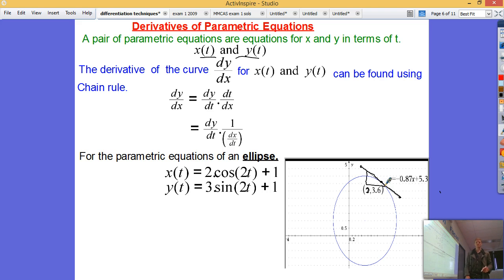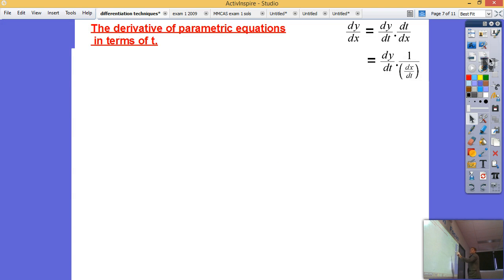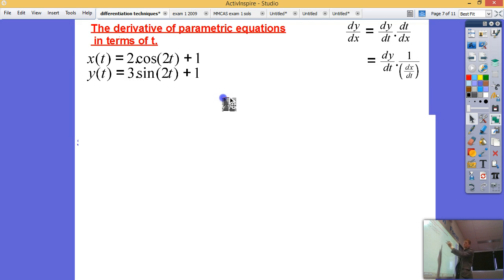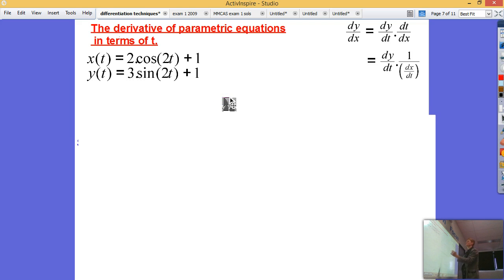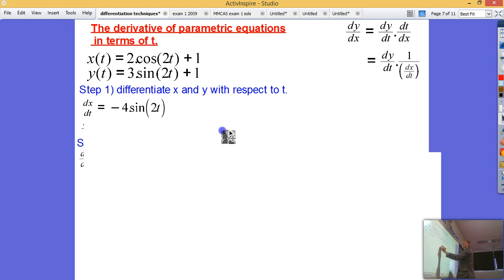Rise over run of the tangent. What would be the gradient of the tangent to an ellipse at a certain point? That could be what we might be after. So let's consider the derivatives of these parametric equations that produced our ellipse in terms of t first. So step 1, differentiate with respect to t.